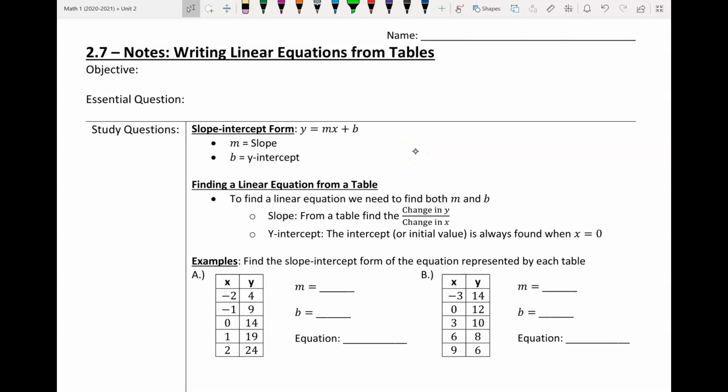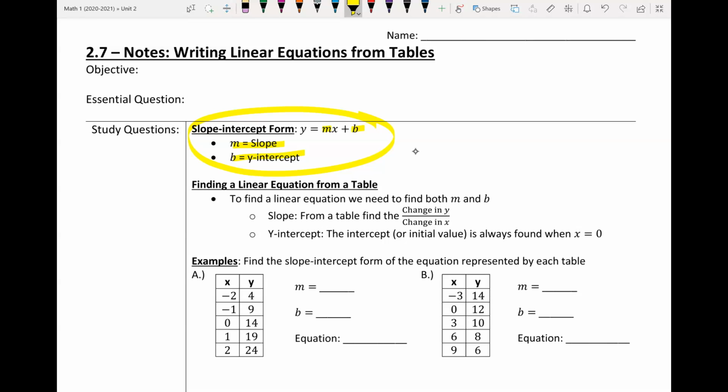Alright, in this video we are going to be looking at 2.7, writing linear equations from tables. At our last lesson, we learned about our slope-intercept form of the equation, which we again have here, and we learned how our m is our slope and b is the y-intercept. In the last video we looked at having a graph and being able to pull out the equation given that graph.